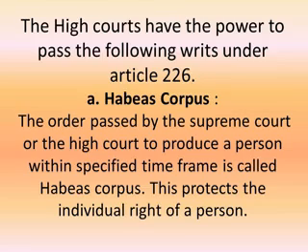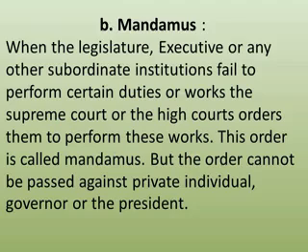The first one is habeas corpus. So the order passed by the Supreme Court or the High Court to produce a person within specified time frame is called habeas corpus. So this protects the individual right of a person. So which means the order which is passed by the Supreme Court or any High Court, that person can appeal in the next court.